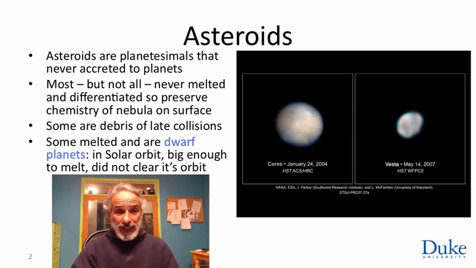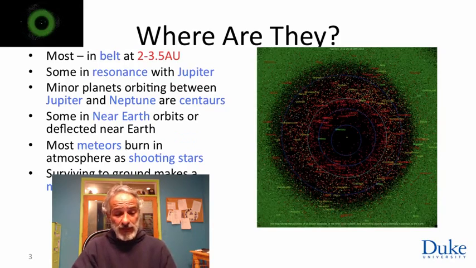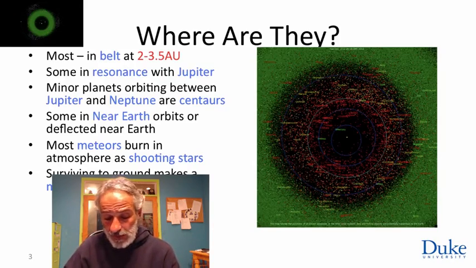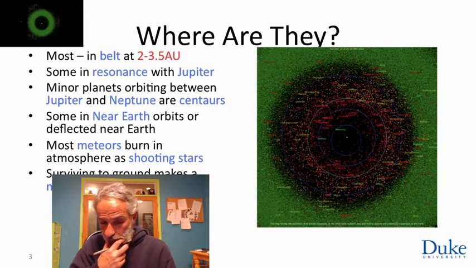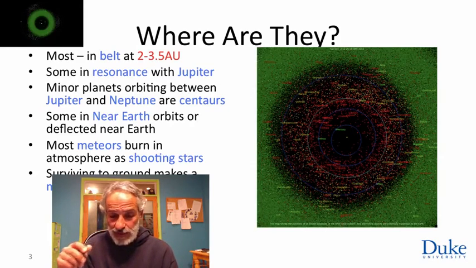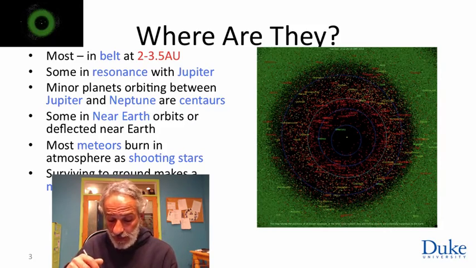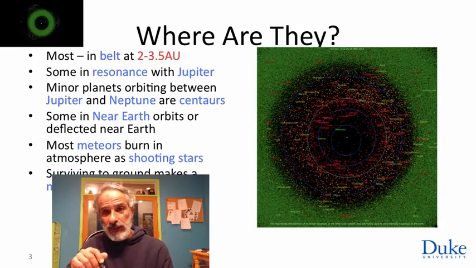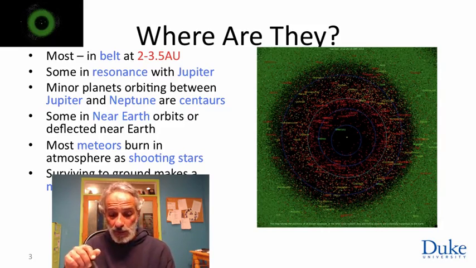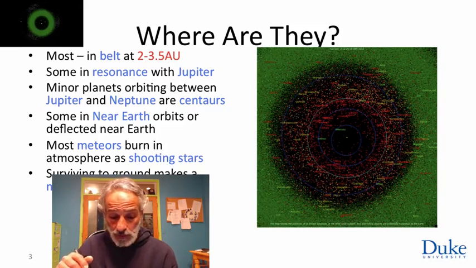So, various sizes of objects, where do we find them? Well, most of them are found in the belt between 2 and 3.5 astronomical units away from the sun, but as this image to the right shows, this is actually an image as of December 1st, 2012, I believe. Every green dot here is an individual asteroid. Every yellow dot is an individual asteroid. The red dots are also asteroids. These are asteroids that are in near-Earth orbit, that come close to the orbit of Earth.